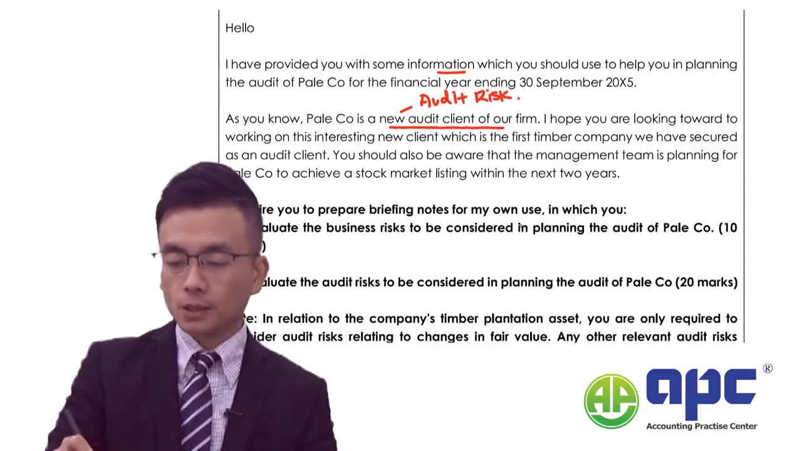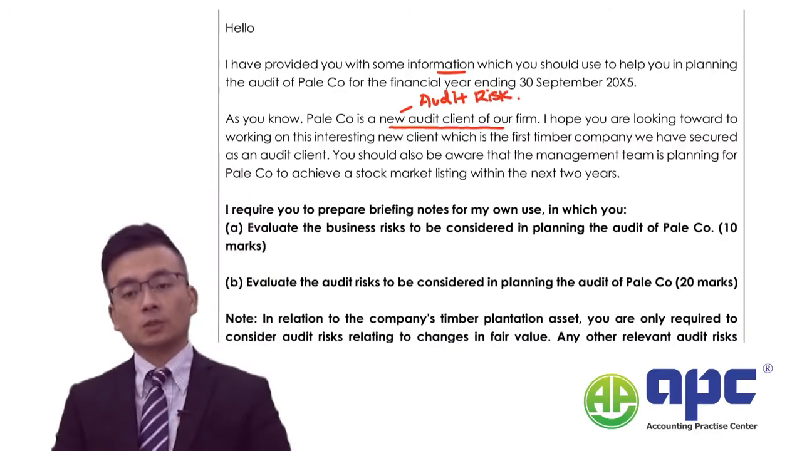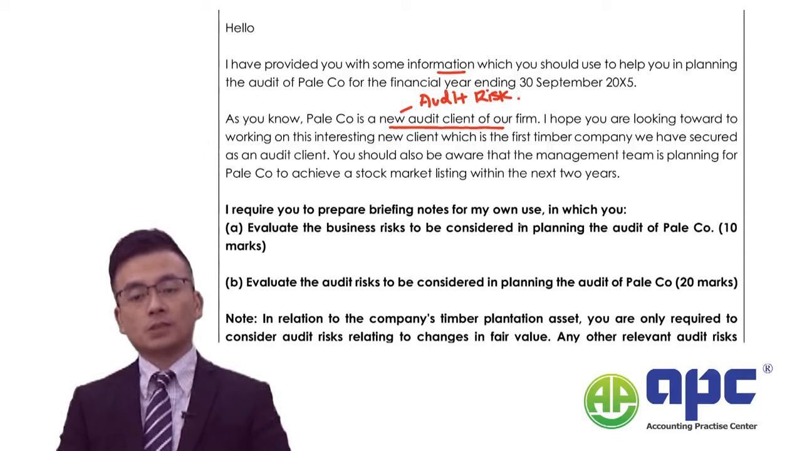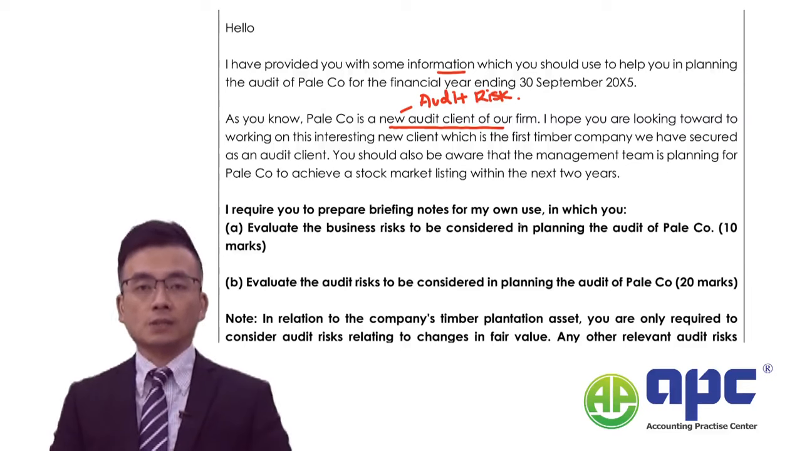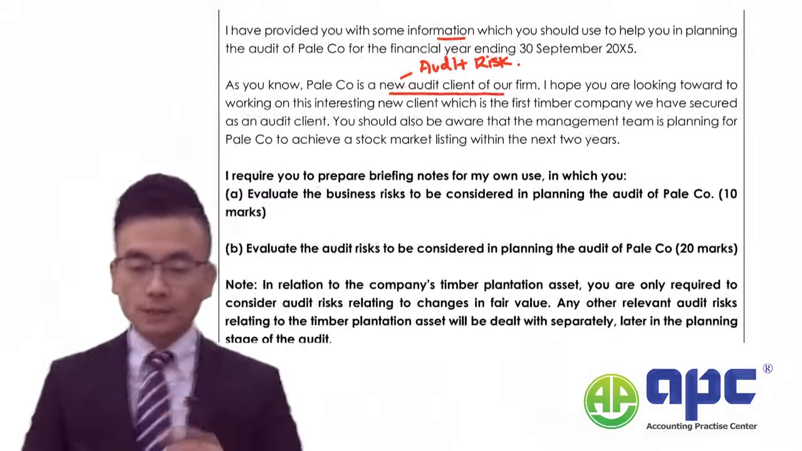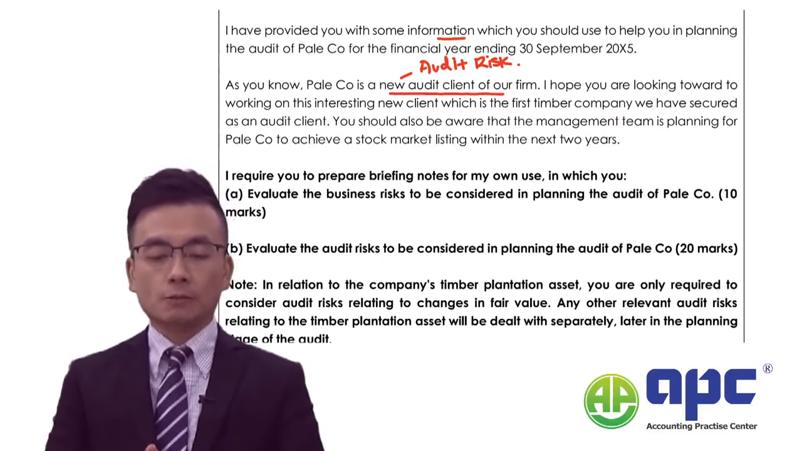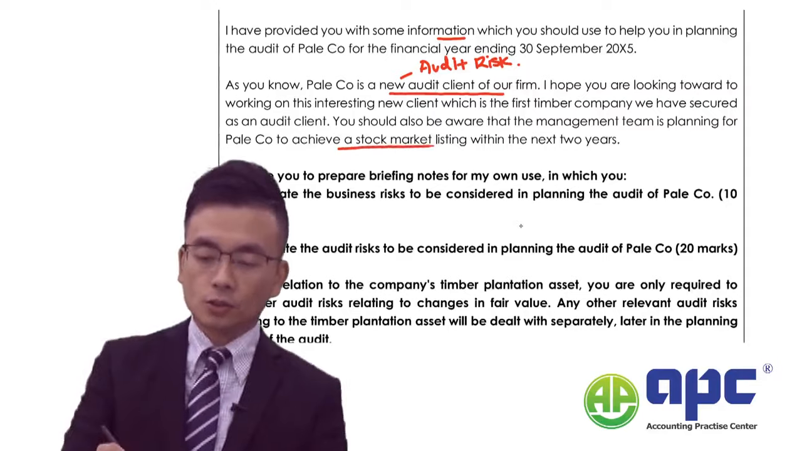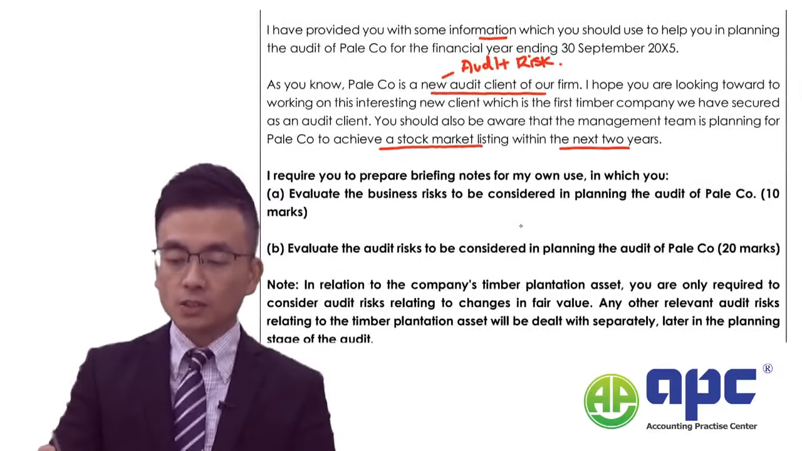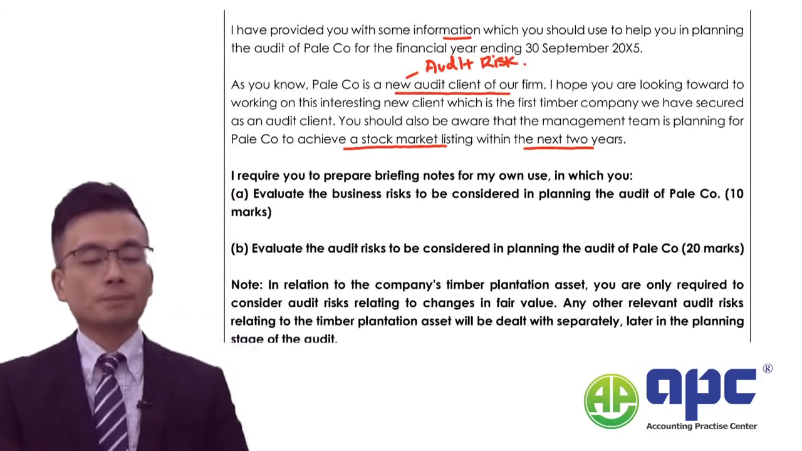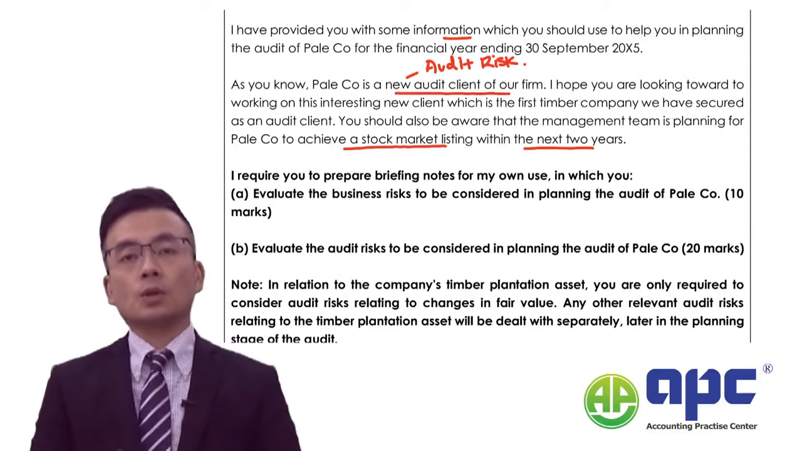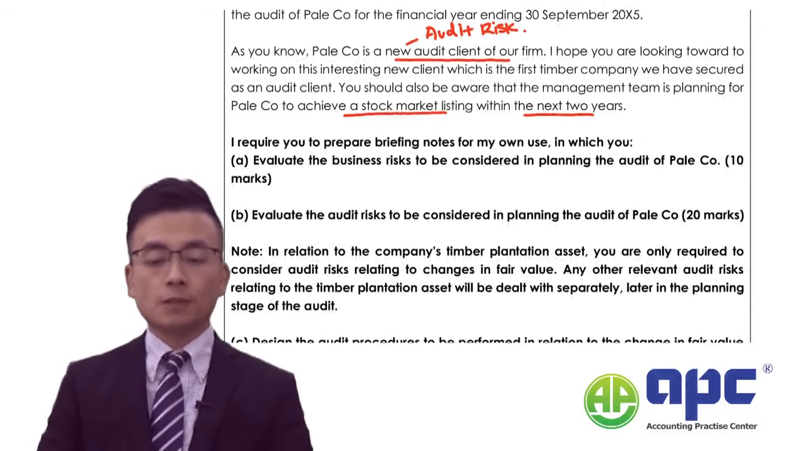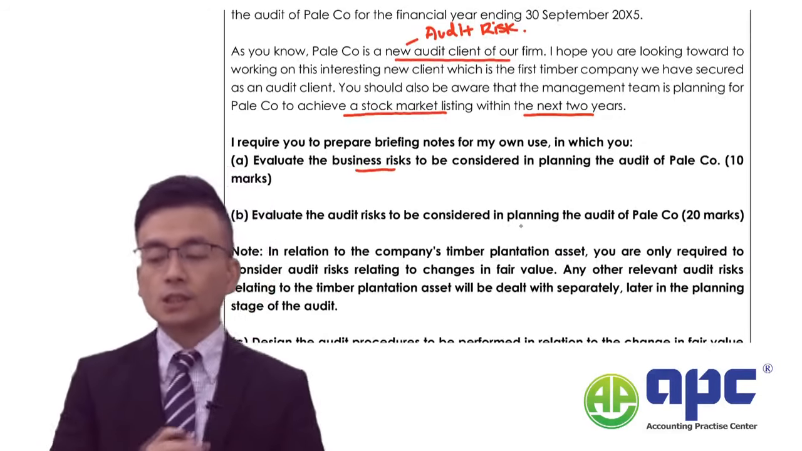risk component. Okay, it's a component, detection risk inside the audit risk. We need to spend extra time and effort in auditing and checking the client's company called Pelco, and there might be potential misstatements materially affecting its accounts in some way. And you should be aware that the management team is planning to achieve a stock market listing within the next 2 years. That's why the company may have very aggressive business plans in some way that may lead to a potential business risk. Therefore, evaluate the business risks to be considered in planning the audit.